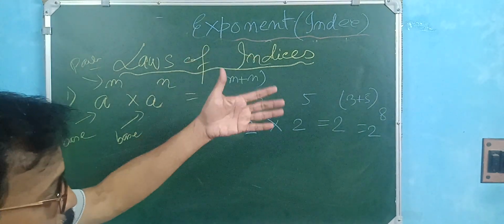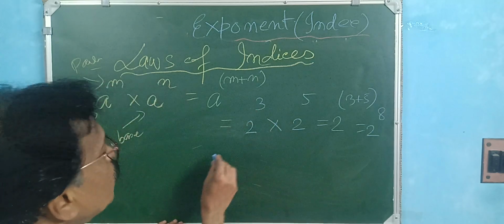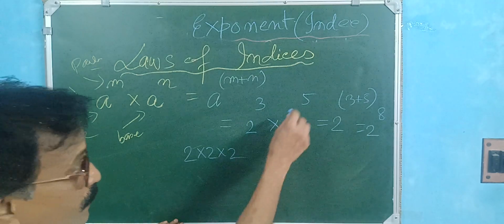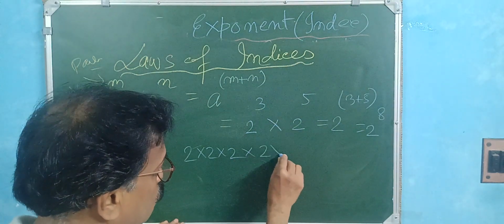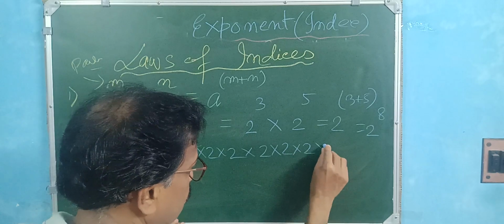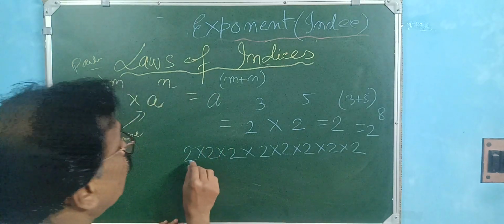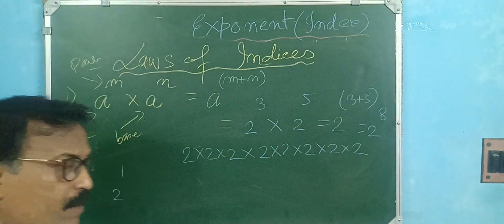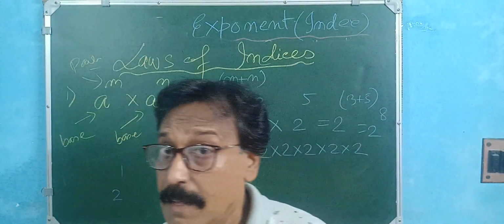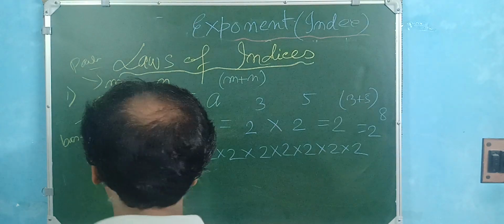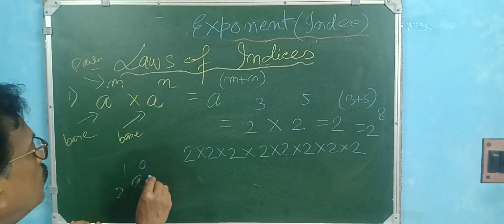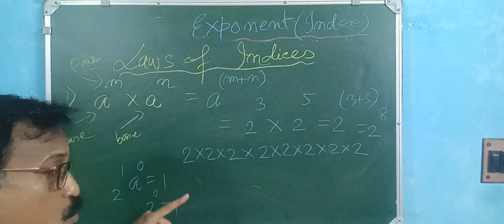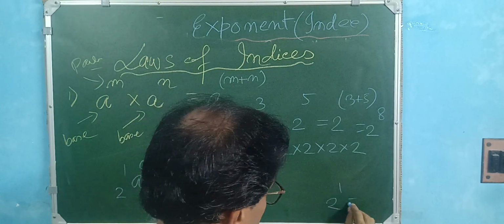Clear? Now, this is the law. In general, 2 to the power 3 means 2 into 2 into 2, 3 times multiplied. 2 to the power 5 means 2 into 2 into 2, 5 times. Count 1, 2, 3, 4, 5, 6, 7. Now, 2 you know already means 2 to the power 1. Clear? Okay. In case of indices, I will discuss later, a to the power 0 is 1. Actually, 2 to the power 0 is 1. So 2 to the power 1, that is 2.